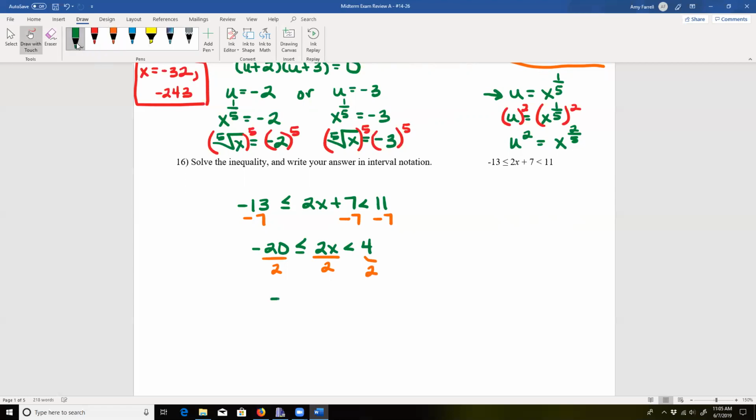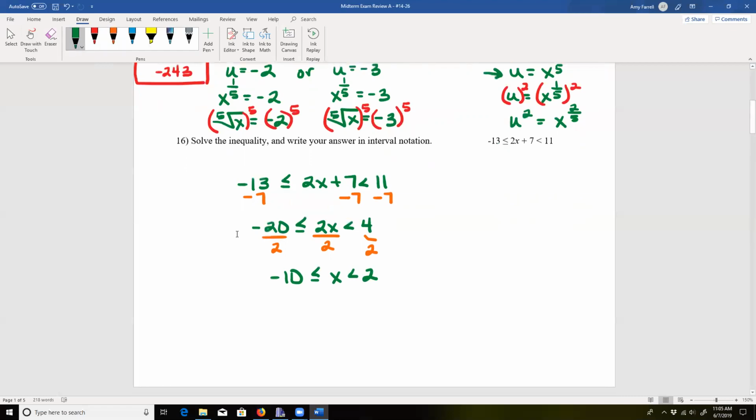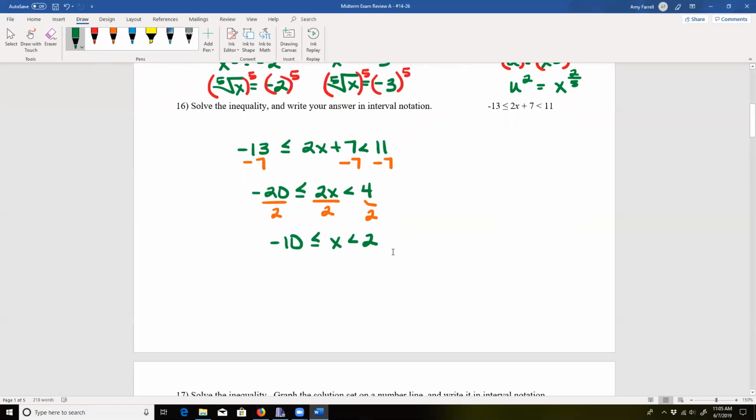So we now have negative 10 less than or equal to x, which is less than 2. Now, anytime we have a three-part inequality, it is always between the two numbers. It didn't ask us to graph, but let me go ahead and graph real quick. So this would be all x between negative 10 and 2. Negative 10 is included, but 2 is not. I can tell that by just looking at the inequality symbols.